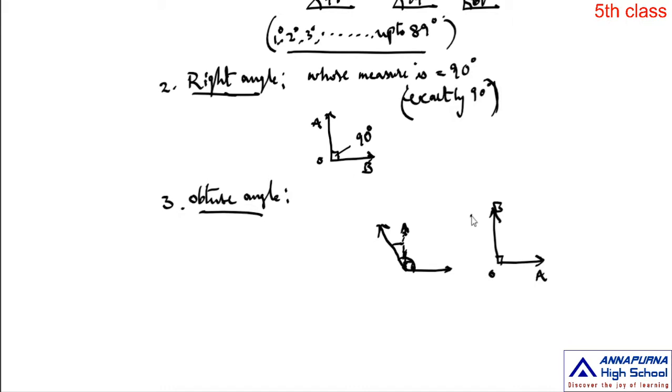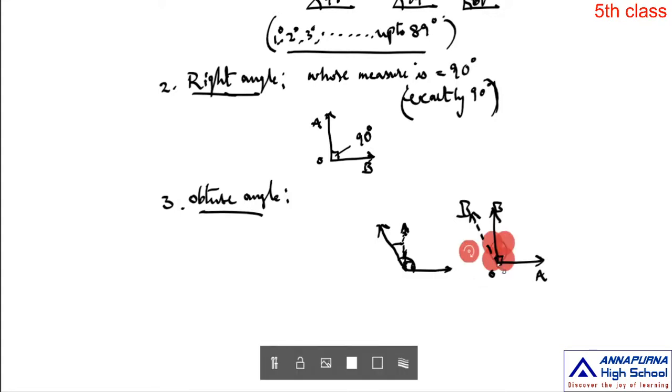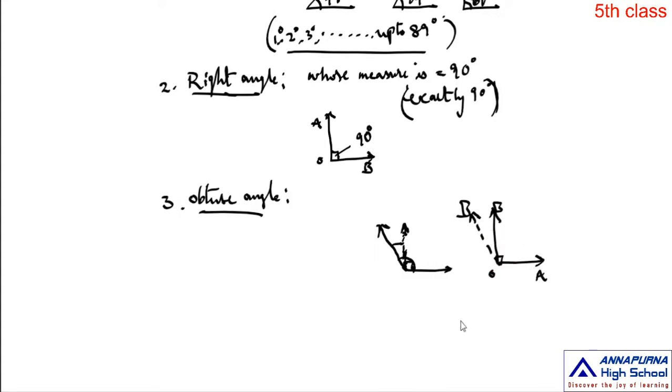Suppose it is OB. What is the angle measure here? Is this angle greater than 90 degrees or less than 90 degrees? Its angle is greater than 90 degrees. We don't know what that angle is, but it should be greater than 90 degrees. That means an angle whose measure is greater than 90 degrees is called an obtuse angle.